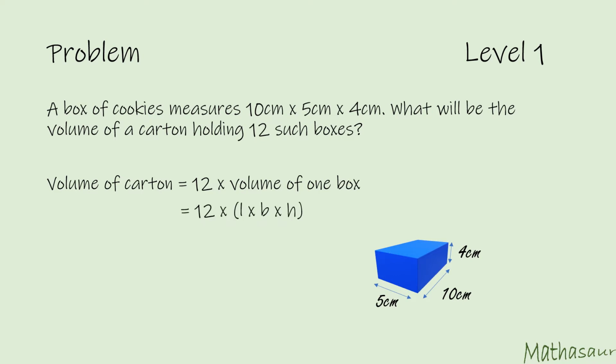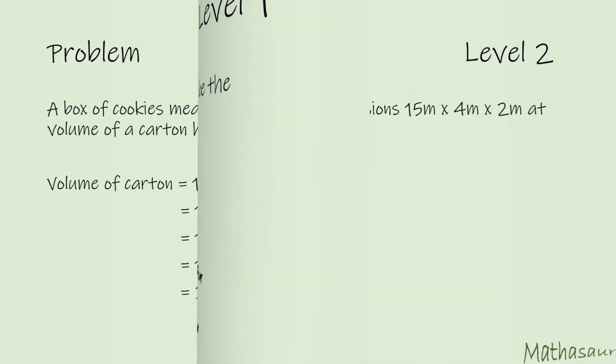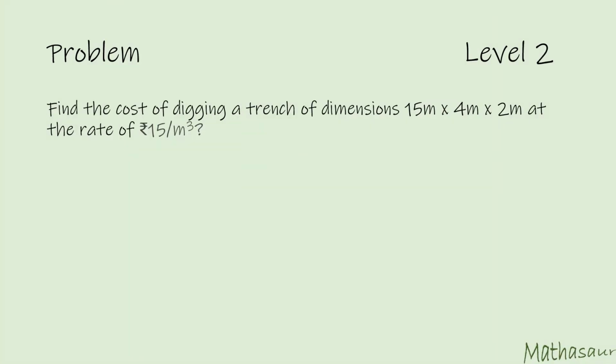or 12 into volume of one box, which is length into breadth into height, which is 12 into 10 into 5 into 4, which is 2400 centimeter cube. Let us look at another problem. Find the cost of digging a trench of dimensions 15 meters by 4 meters by 2 meters at the rate of 50 rupees per meter cube.